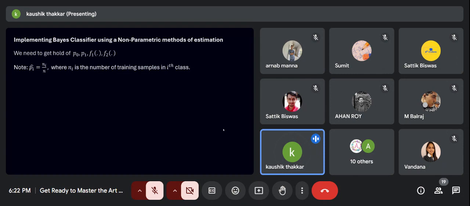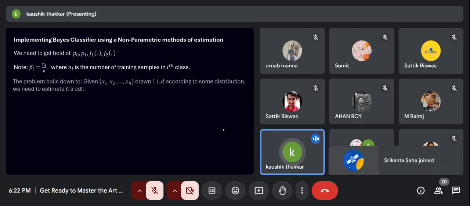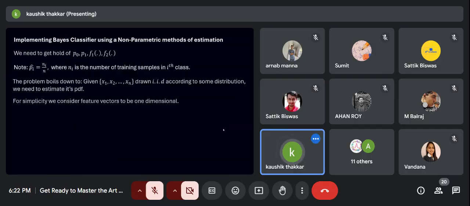The prior probability for the ith class, that is Pi, can be estimated as just the ratio of the number of training samples in the ith class to the total number of samples we have, right? This is an unbiased estimator. This is a very simple one. Apart from this, the problem boils down to this: given some IID draws from some distribution, we need to estimate its PDF, right? For simplicity, we are considering feature vectors to be one dimensional. The same ideas can be extended to multiple dimensions as well.